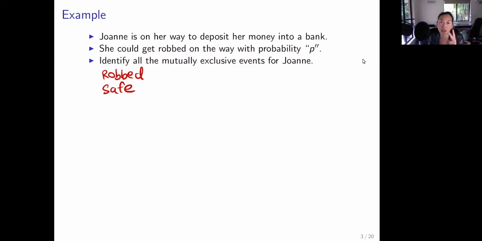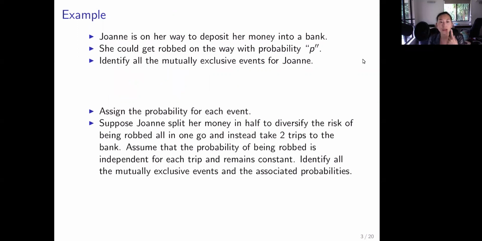So there are no other events, right? Only 2. In this particular example, there are only 2 possible events, either being robbed or being safe. Since the probability of being robbed is equal to P, right? So P is between 0 and 1, okay? So she might get this event with the probability P, and being safe with the probability 1 minus P, right? Because there are only 2 events. So that's how we identify the probability associated to each possible event.